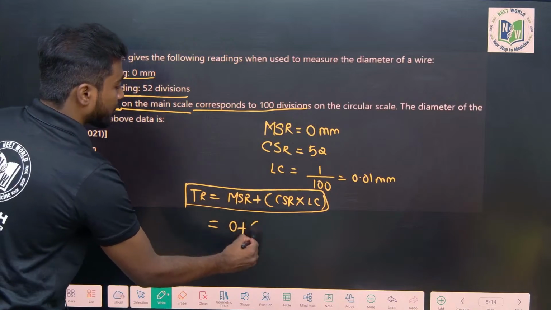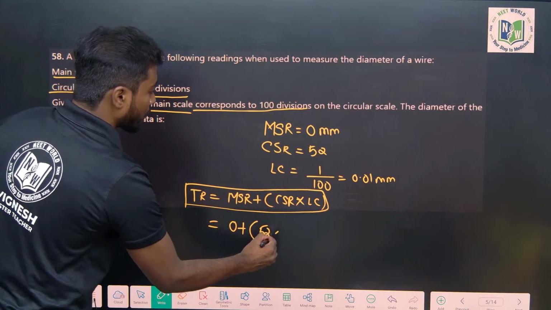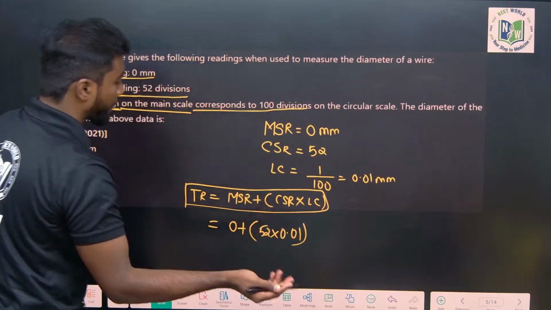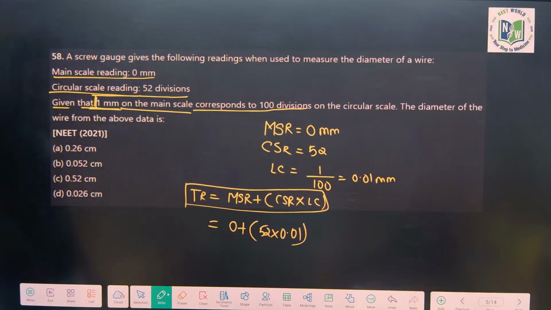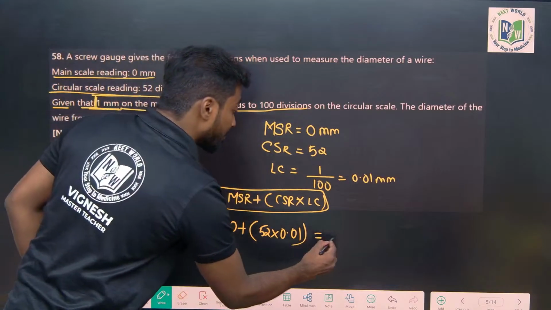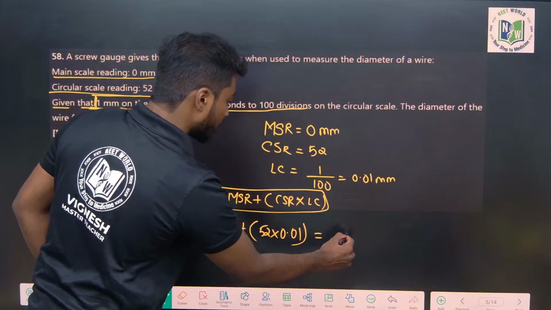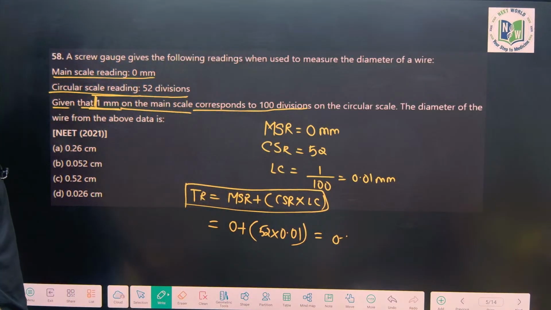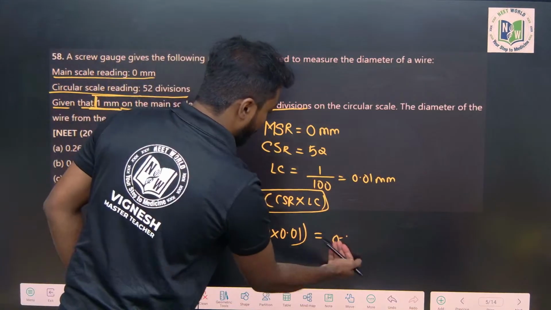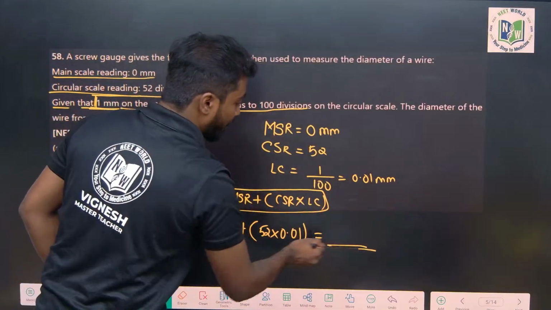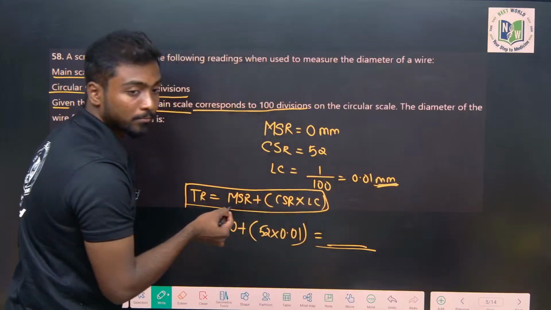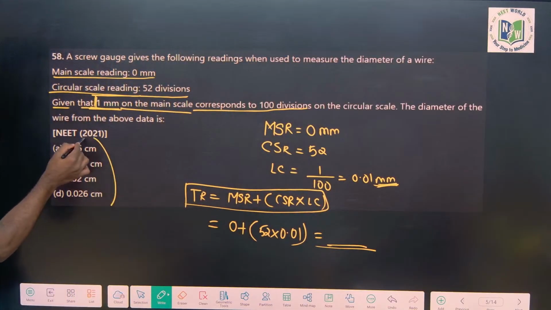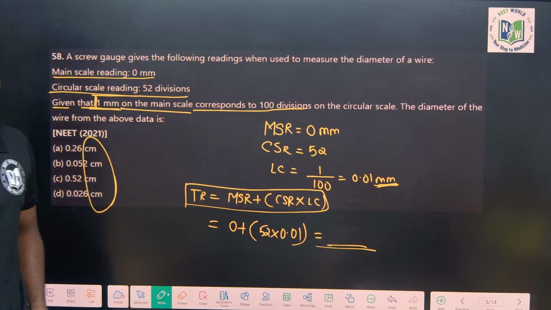0 plus 52 into 0.01. That's it. 0.052. Okay, this is 0.052, no? Yes, sir. Whatever calculation you are doing, leave it. Now, what is there here? Millimeter, no? Options are given in? Then what should I do?